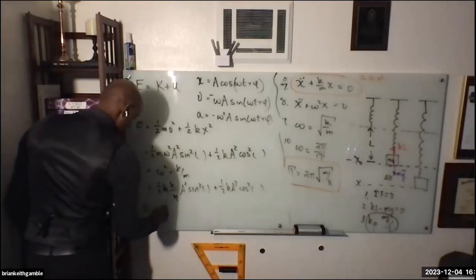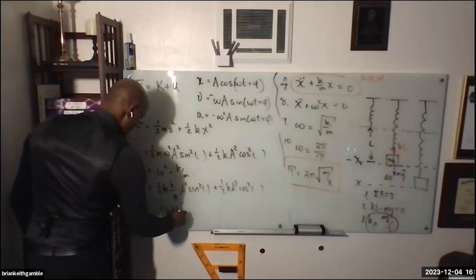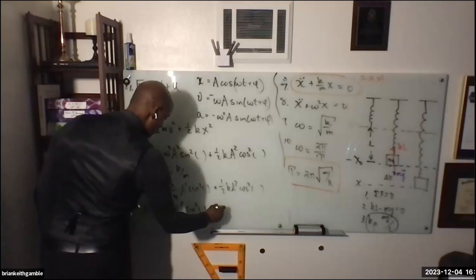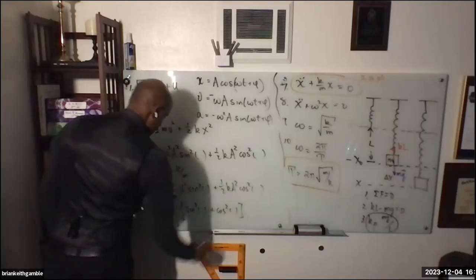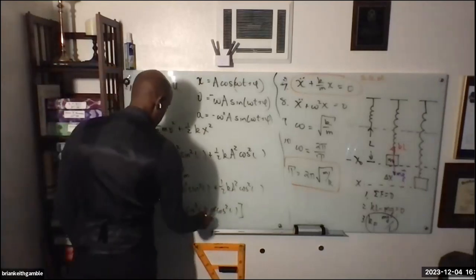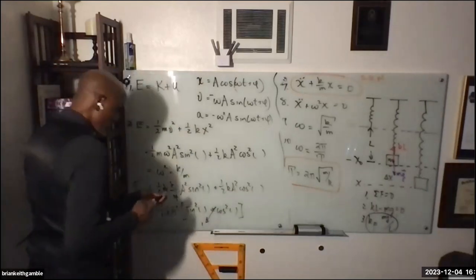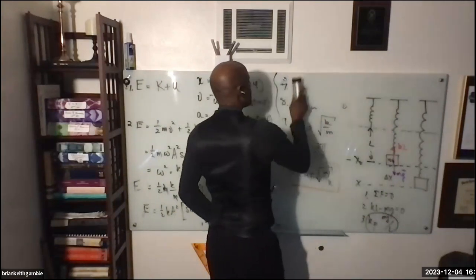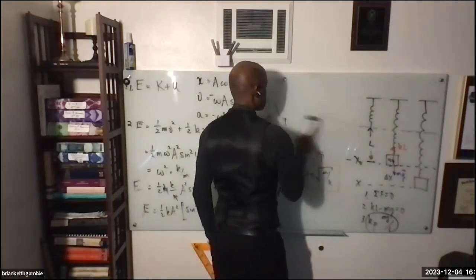So I factor it out, I get 1/2 k a squared times the quantity sine squared omega t plus cosine squared omega t. And we know what that is. Using our identity, sine squared plus cosine squared is equal to 1. So what it tells us, and I had alluded to this earlier, is that the energy is constant.